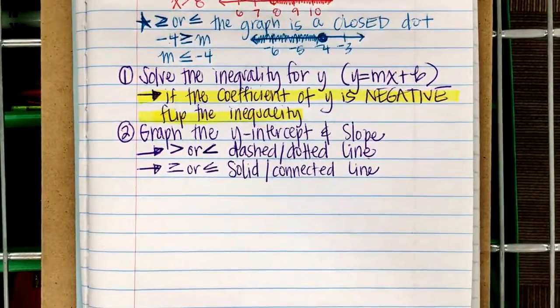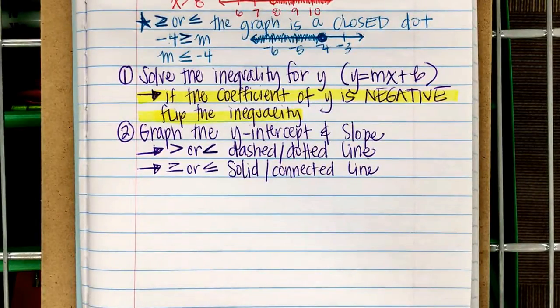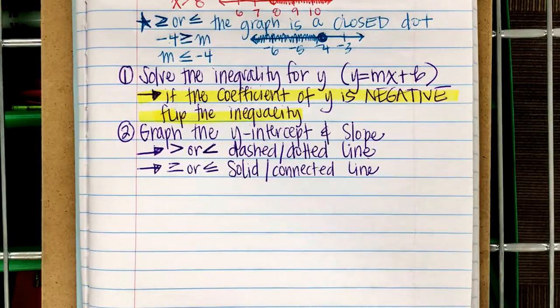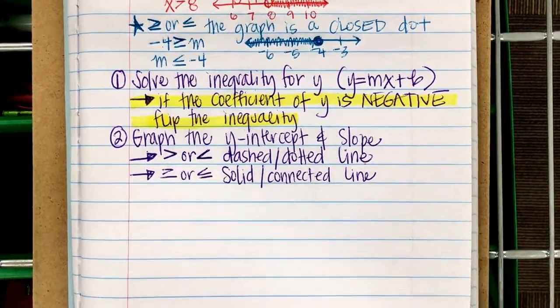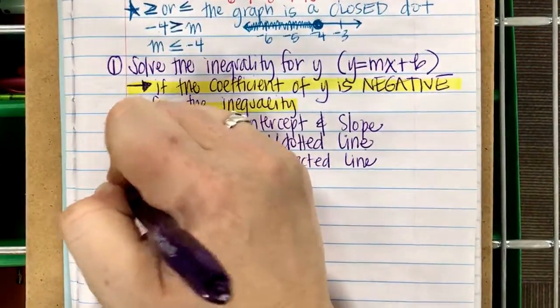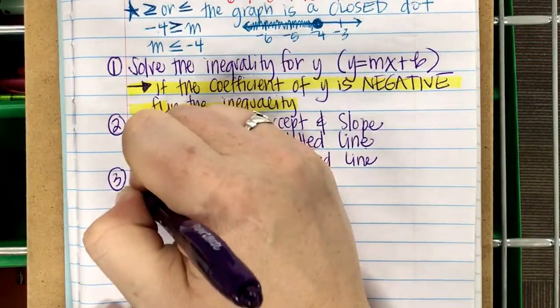So maybe you'll have to solve the inequality for y, maybe not, maybe it's already done for you. Remember, if the coefficient of y is negative, you're going to have to flip the inequality. You're going to graph the y-intercept and the slope, and then decide: does it have an equal sign? Do I connect the dots, or do I make it dashed, not solid? And then we're going to shade.